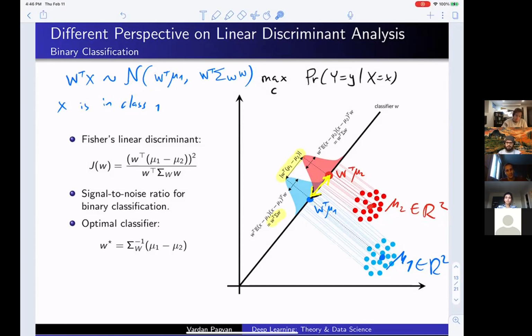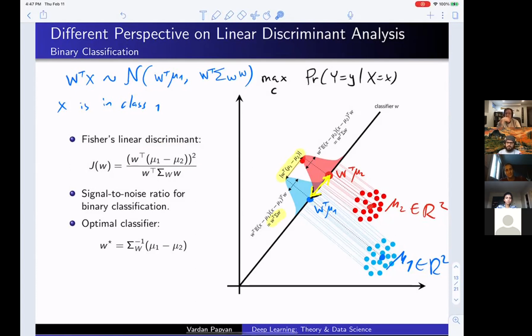So if you were Fisher, what you would do is you would try to maximize the difference between the means, right? While minimizing the variance, right? And so because you have two quantities, you just divide them. Why do you divide them?